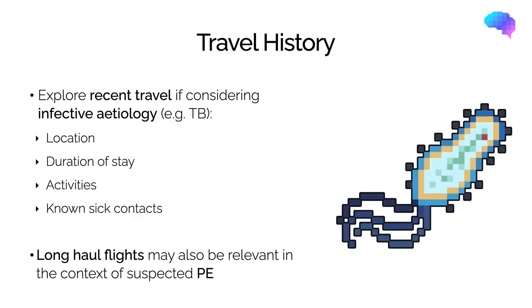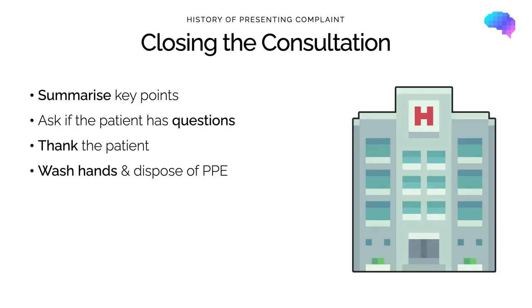If relevant, you should also take a brief travel history. This is especially important if the patient's symptoms are suggestive of an infective etiology, particularly tuberculosis. Long-haul travel, such as taking a long-haul flight, may be relevant as this can be a risk factor for venous thromboembolism. Finally, you need to bring your consultation to a close.